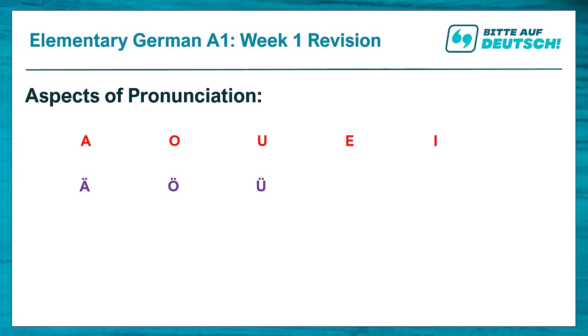The primary difference to the basic A, O, and U vowels will be easier for you to understand if I speak them in pairs to contrast one against the other. A, Ä. One more time. A, Ä. The second pair is O, Ö. And the third one is U, Ü.